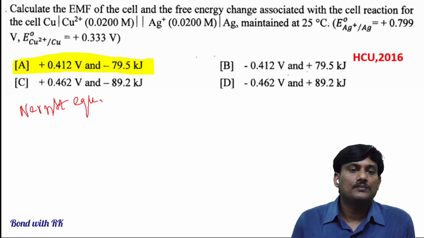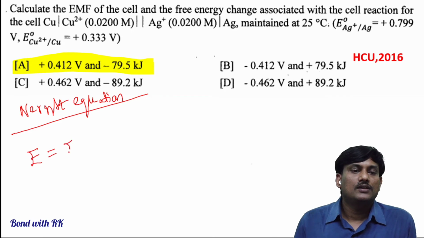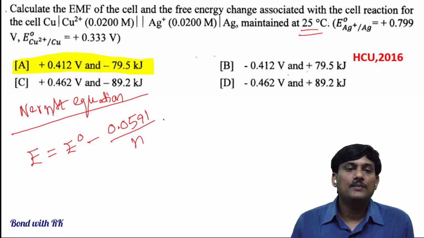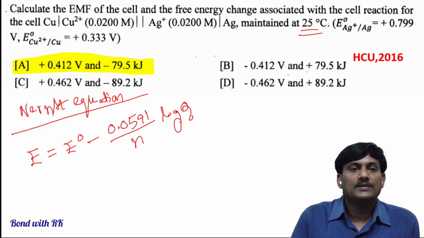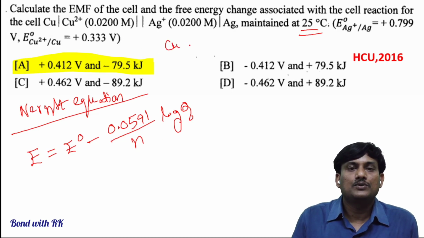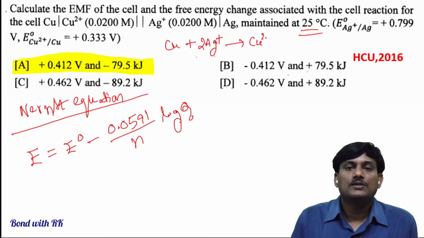Okay, the Nernst equation. This one relates E and E naught: E equals E naught minus 0.0591 by n, when the temperature is 25 degree centigrade, times log of the reaction quotient, that is Q. Here, what is the reaction? Cu converts into Cu2+ and Ag+ is converted into Ag. So, Cu + 2Ag+ gives rise to Cu2+ + 2Ag.